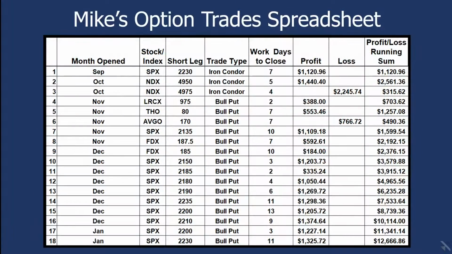He was even so proud of his results, he sent me his trades. So here's his trades. Notice the number of winners, that's the profit column, compared to the losers. That's pretty typical. Also, notice the length of his trades: 2, 3, 4, 5, 11. He was pulling in about $1,000 every 7 to 11 days.